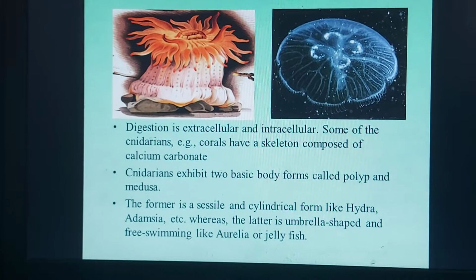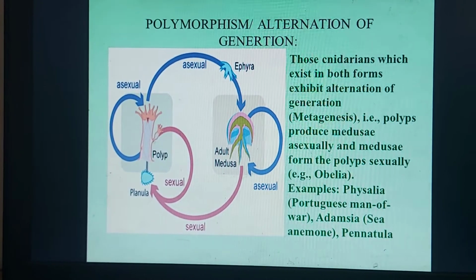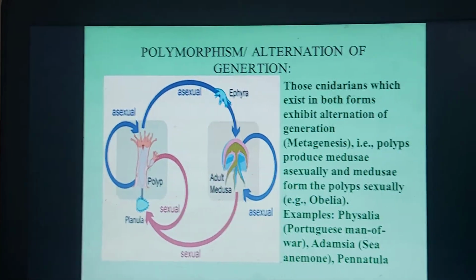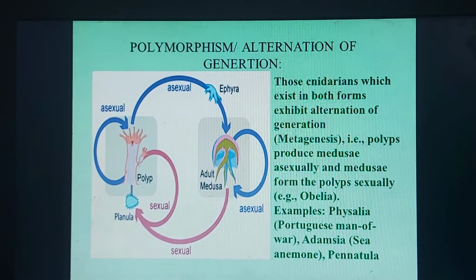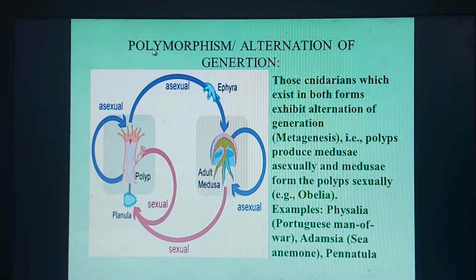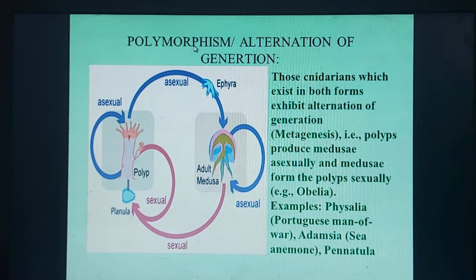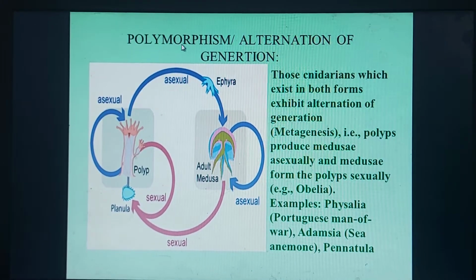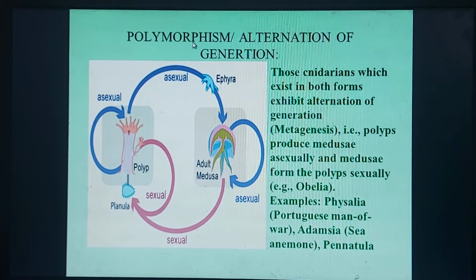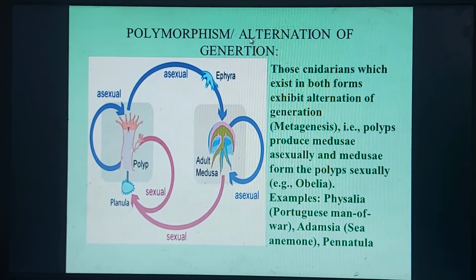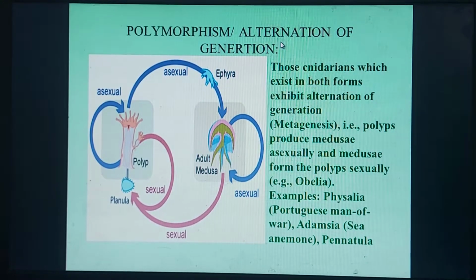So now we'll discuss in detail about these. This phenomenon where the organism exhibits the two stages is called polymorphism. Poly means many, morphism means morphological. So here the organism is showing different morphological characters, so we call it polymorphism. We also call it the alternation of generation.